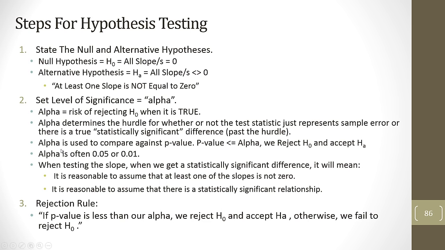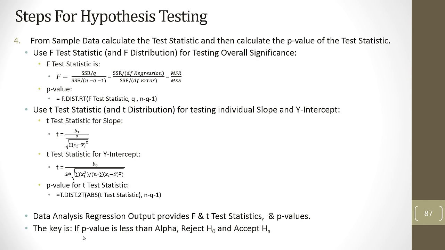That's step 2. Step 3, that's just the rejection rule. This will be our rejection rule. We actually already mentioned it up here. If the p-value is less than alpha, we reject the null and accept the alternative. Otherwise, we fail to reject the null hypothesis. Next slide gives us step 4.